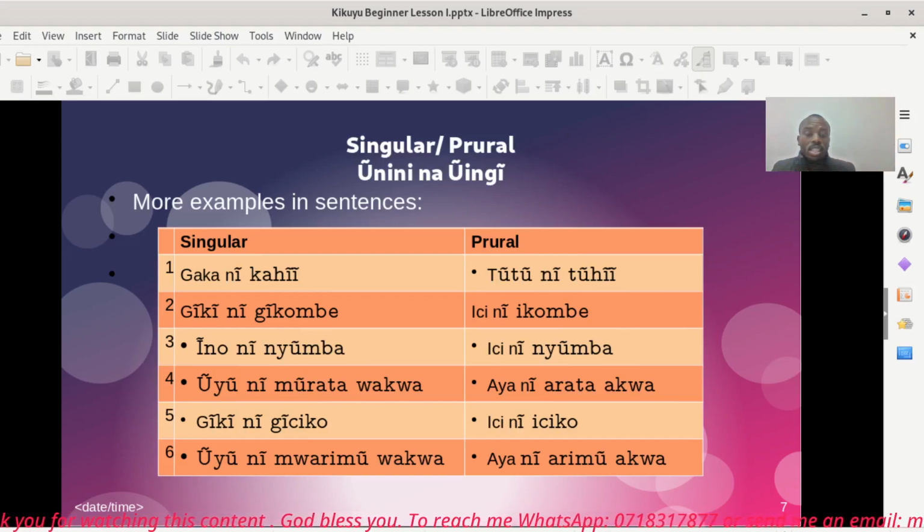For animals, it still remains eno. Eno, the way I said, eno ne. For instance, eno ne goko. This is a hen. Isi ne goko. Okay. You cannot say oyo ne goko. No. That's an animal. So that is eno. Okay. You get it right?